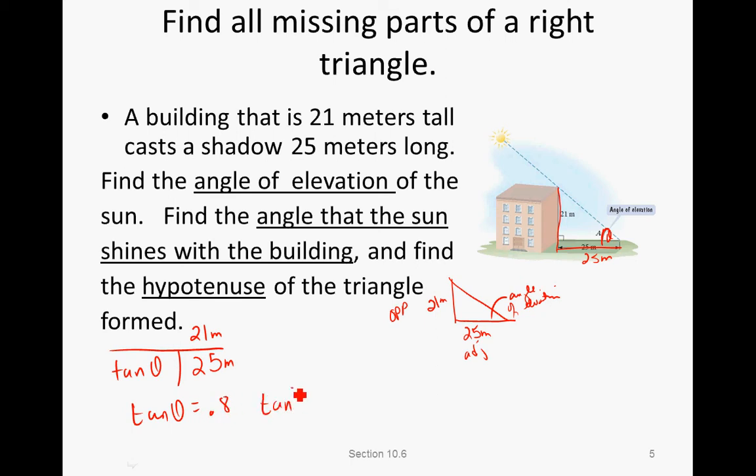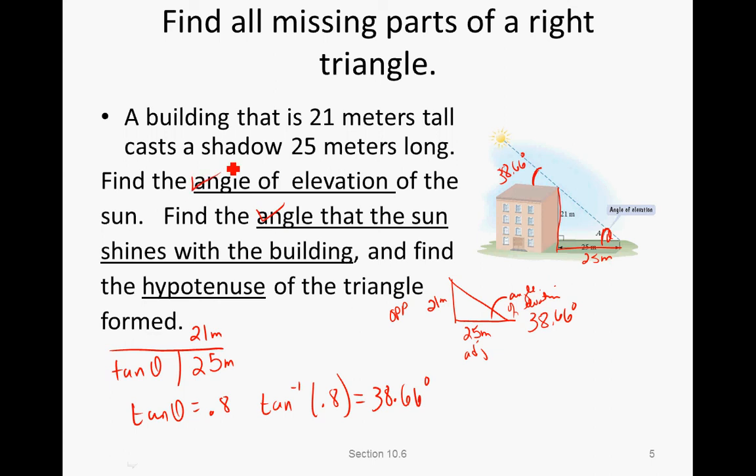So the tangent of that angle is 0.8. So I would like to know what angle has a value whose tangent is 0.8, and that is a 38.66 degree angle. The inverse tangent of 0.8 is 38.66 degrees. So that is our angle of elevation. And interestingly enough, that is also the angle that the sun makes with the building. Those two are the same. The angle that the sun shines with the building.